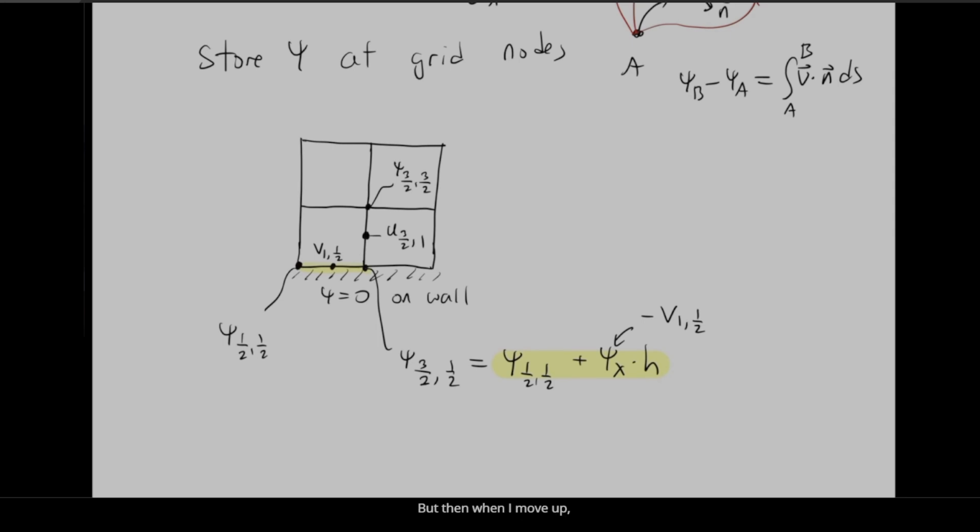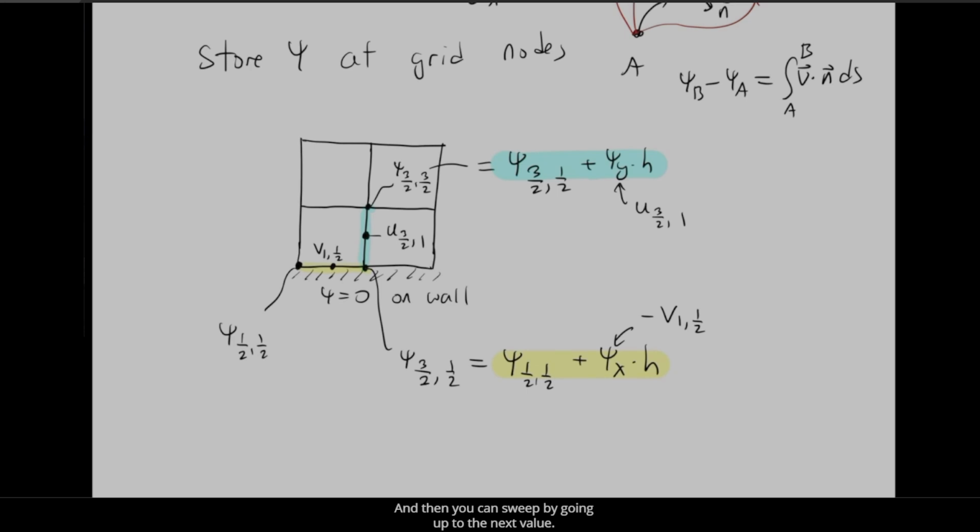But then when I move up, that value is going to be equal to psi 3/2, 1/2, what I just calculated previously, plus d psi dy times h. And so now I'm moving in this direction here, and that's my update formula. And my d psi dy is going to be equal to my u value. So u 3/2, 1. That's precisely what I have for the u. And I get my psi 3/2, 1/2 that way.